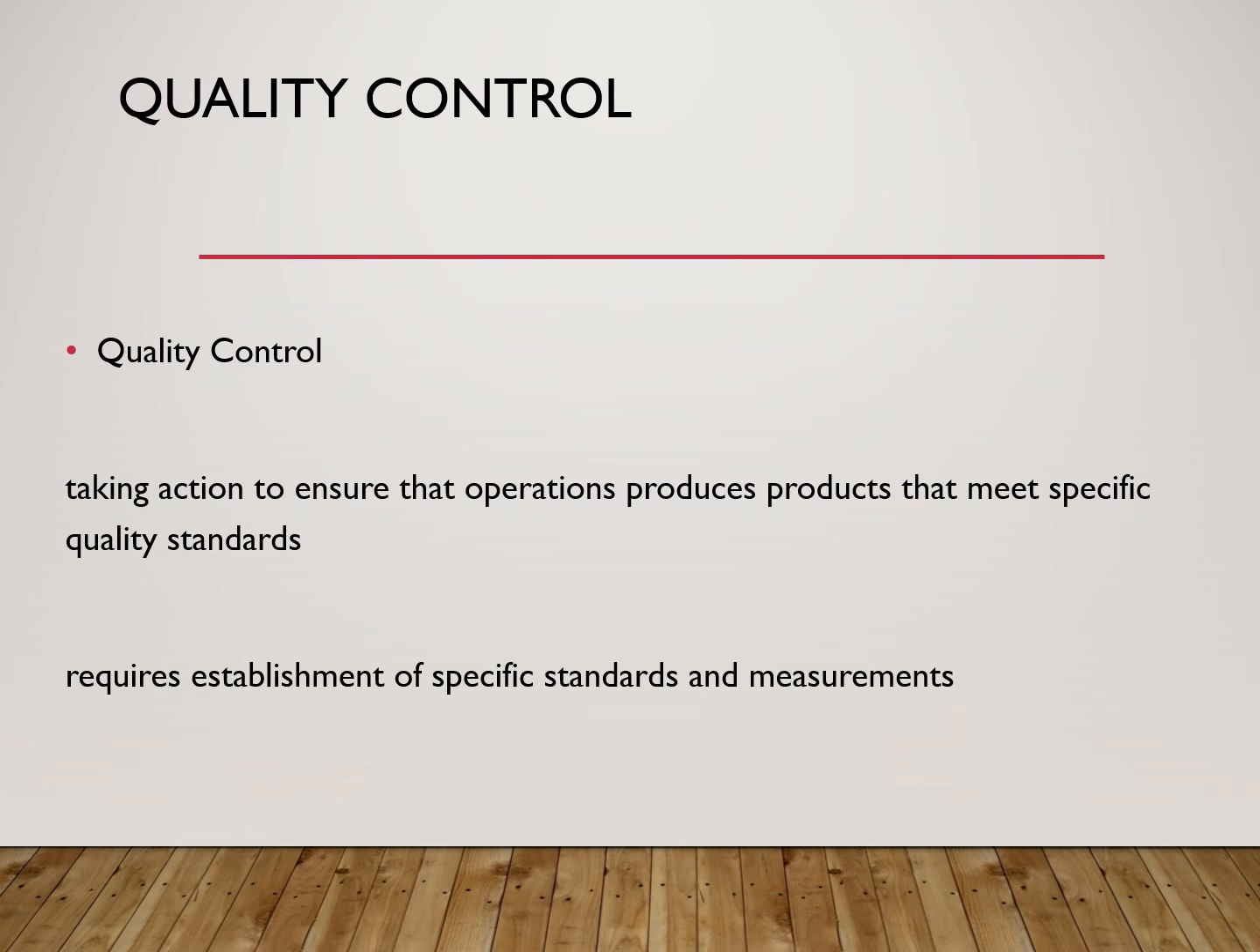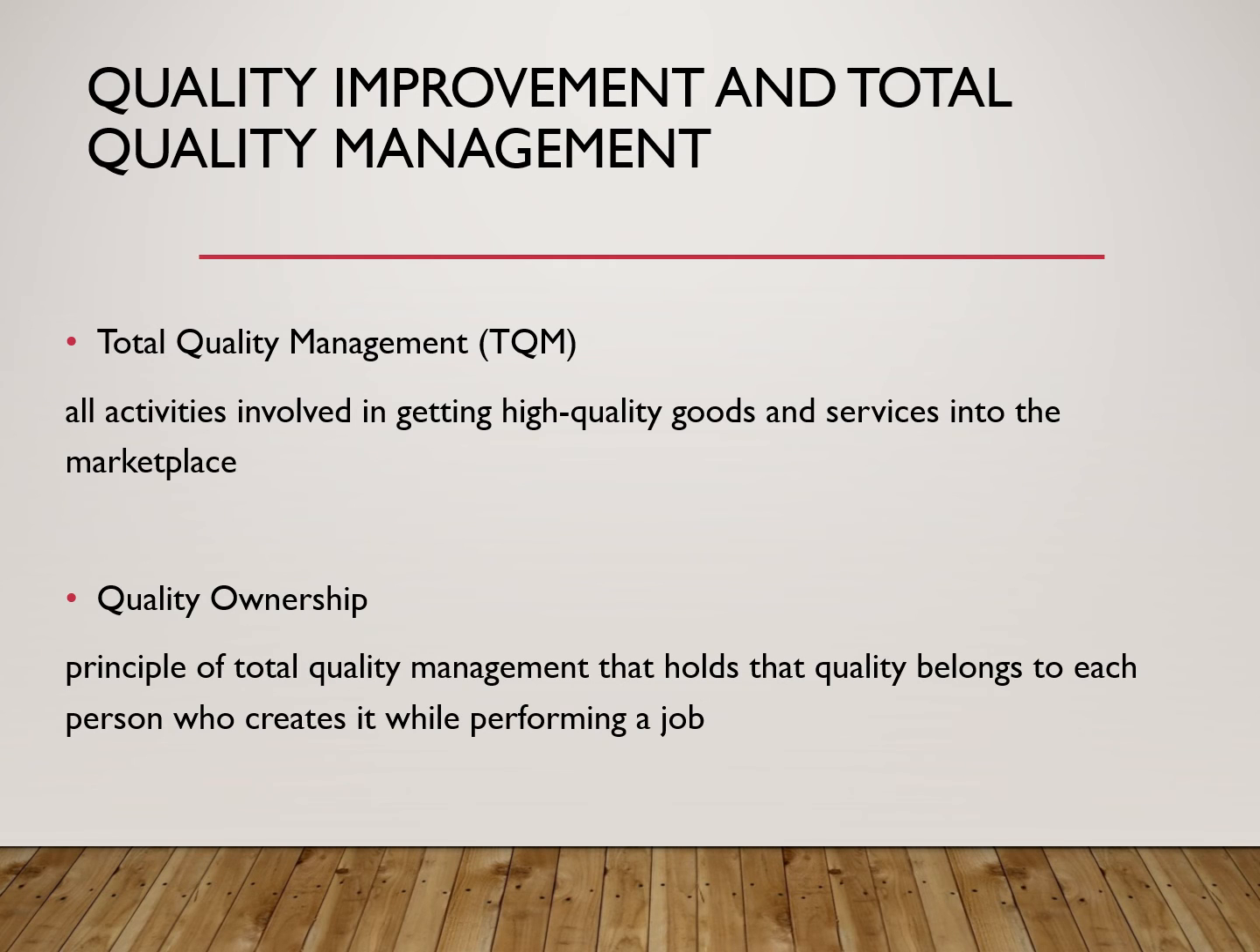Quality control is taking action to ensure that operations produce products that meet specific quality standards. It requires establishment of specific standards and measurements. Total quality management is all activities involved in getting high-quality goods and services into the marketplace. Quality ownership is the principle of total quality management that quality belongs to each person who creates it while performing a job.